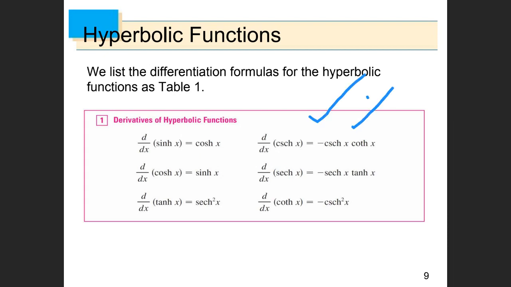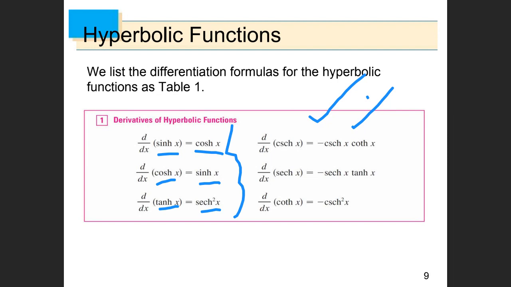You must know this table. If you differentiate sine, obviously you get cos. If you differentiate hyperbolic cos, you have hyperbolic sine; hyperbolic tan, you get hyperbolic sec squared. I think these three kind of look like your normal trig, except that for normal trig, if you differentiate cos, you have minus sine. But for hyperbolic, if you differentiate hyperbolic cos, it is just hyperbolic sine.